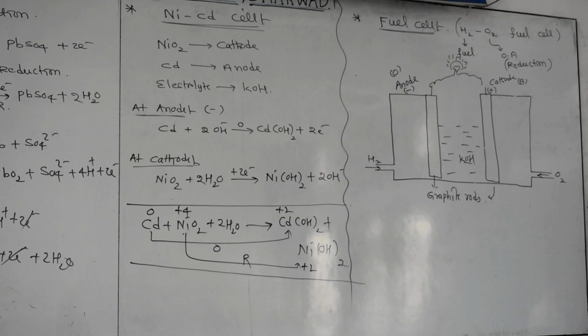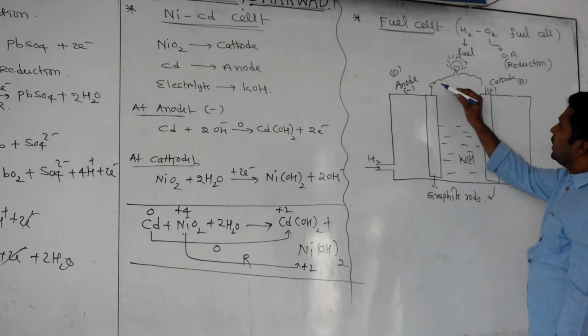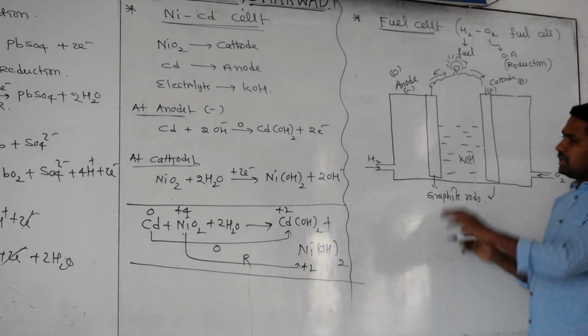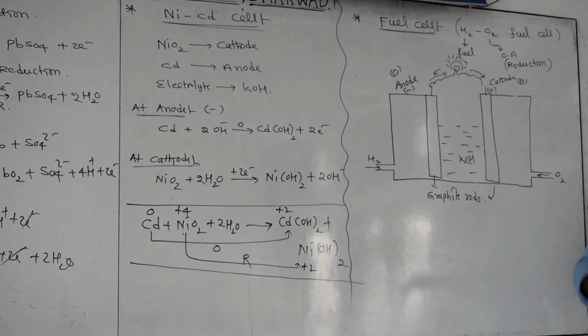From where to where does the electron flow? Generally, electrons flow from anode to cathode. But we take the current direction in the opposite direction, from cathode to anode, which is a totally different convention.